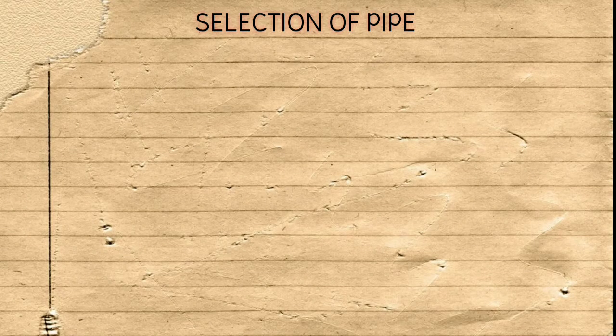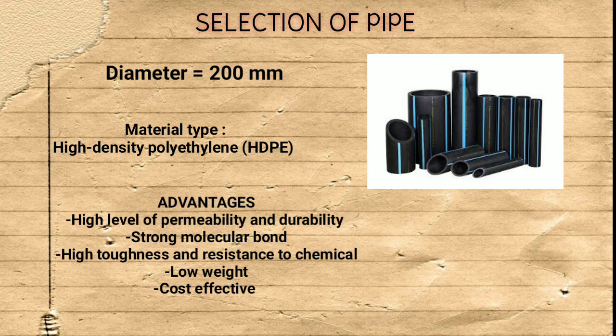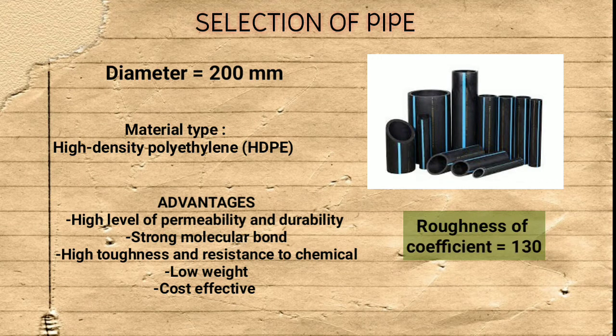Selection of pipe. All pipe diameters are 200 mm and the pipe is high density polyethylene, HDPE, because it has a high level of permeability and durability, strong molecular bond, high toughness and resistance to chemicals, low weight and is cost effective. The roughness coefficient of this pipe is 130.